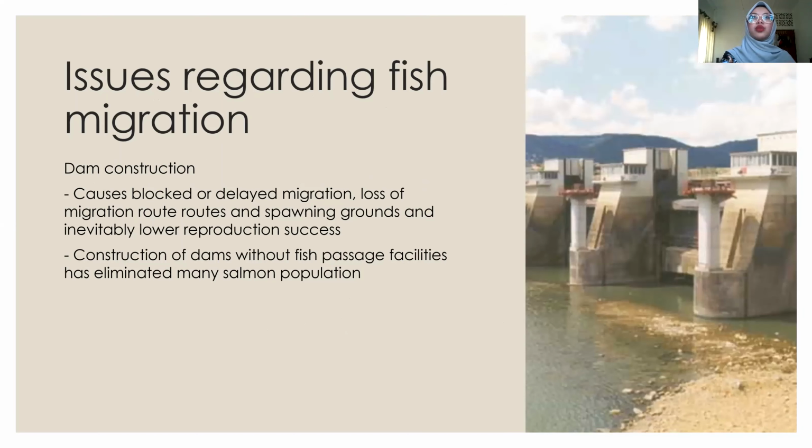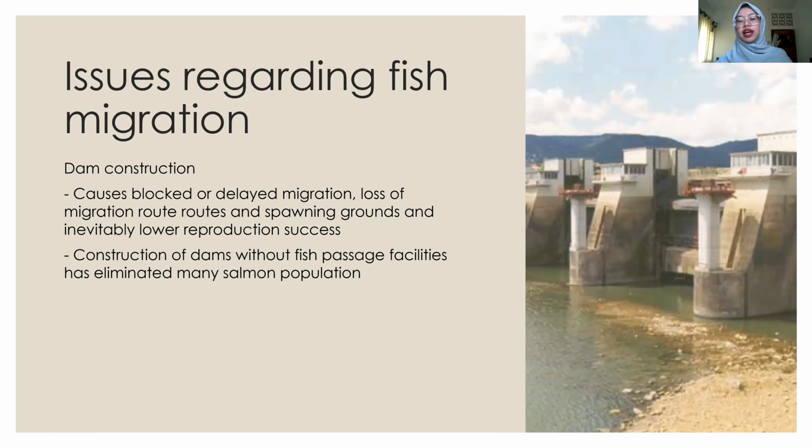So one of the most known issues regarding fish migration is called dam construction. Dam construction causes blocked or delayed migration, loss of migration routes and spawning grounds, and inevitably lower reproduction success. Throughout the globe, dam construction is the main reason for the decline of stocks from several diadromous species. And construction of dams without fish passage facilities has eliminated many salmon populations and is listed as the main cause of salmon extirpations.